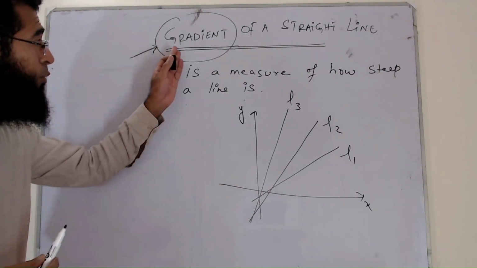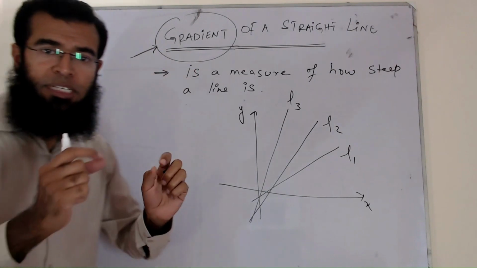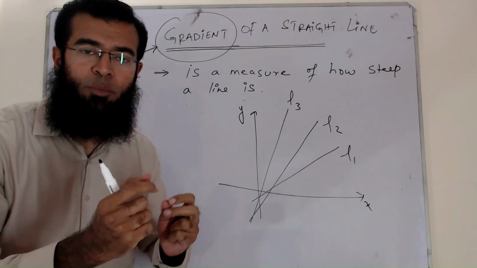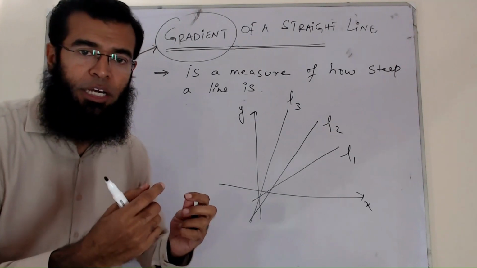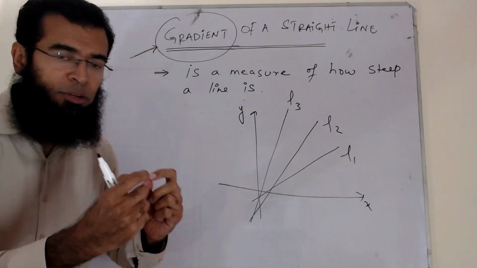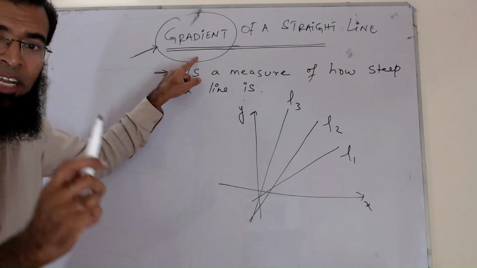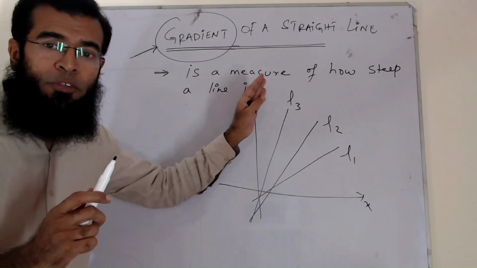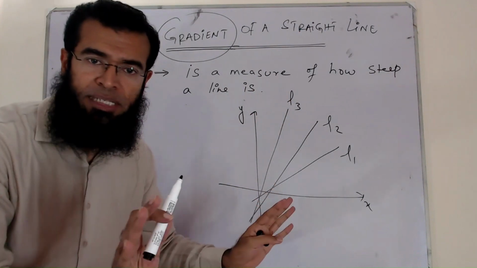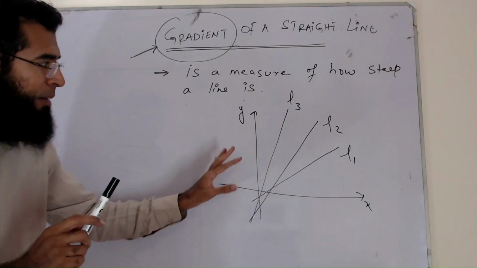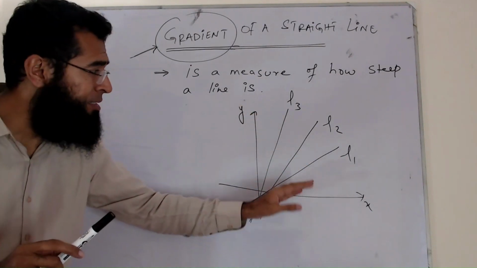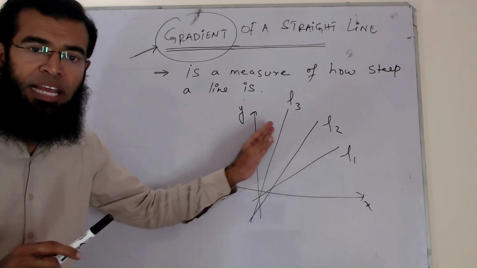So what do you mean by gradient? This is a mathematical term. So we need to first understand what the word gradient means. In simple terms, I'll try to explain this. A gradient is a measure of how steep a line is. Simple as that. For example, this is a figure given to us, and there are three straight lines drawn.